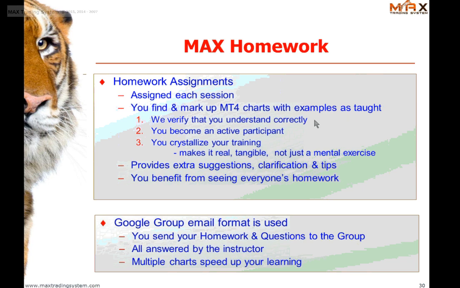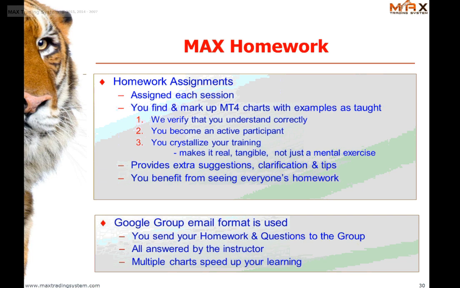Sometimes, and I do this quite often, I will think that I understand something, but it's only when somebody else looks at it and says, no, you've got that upside down. It's happened a few times exactly like that. So by having somebody else check what you're doing, they can verify it and point out little tweaks or adjustments that you can make to make it even more powerful. So we want you to verify you understand things correctly. It also makes you an active participant rather than listening to a video or reading a PDF that just sits in the ether. It actually crystallizes your training. It makes it tangible. You get your hands dirty.